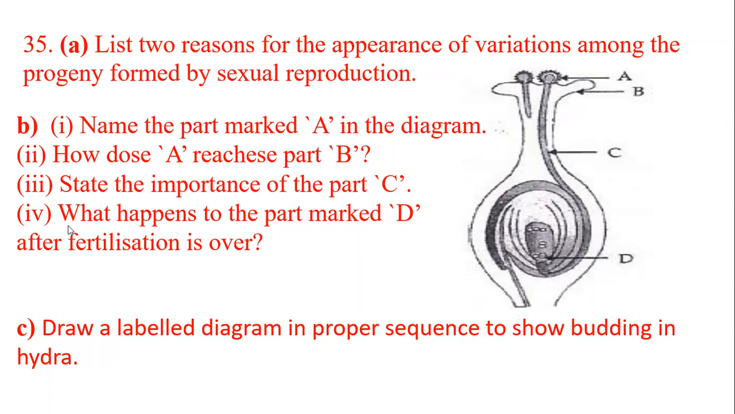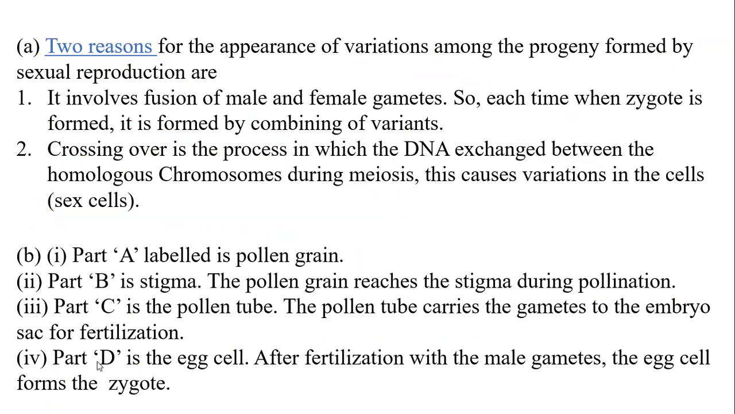Now, next you go for 4 under B. What happens to the part marked D after fertilization is over? Part D is the egg cell. After fertilization with the male gametes, the egg cell forms the zygote. Okay. Part D is the egg cell.